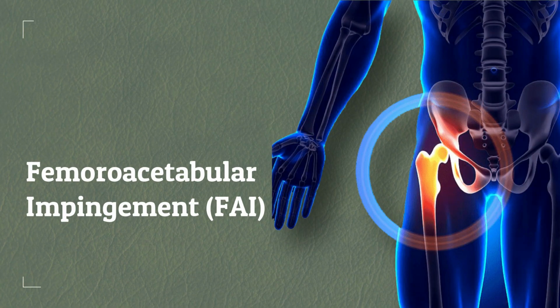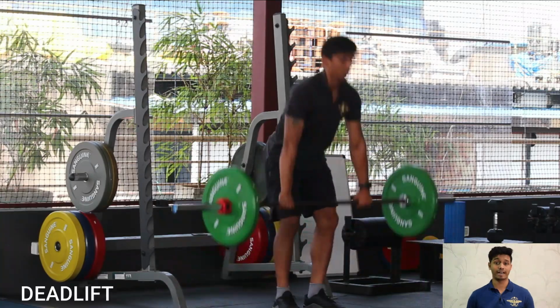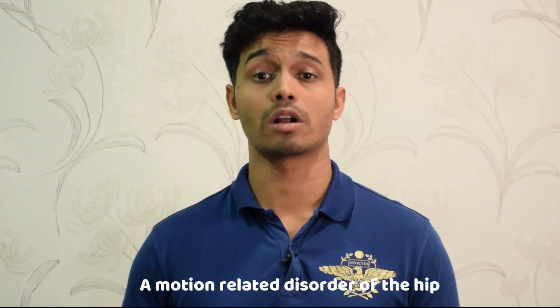Hi guys, in today's video we'll be discussing the clinical triad which is used in diagnosis of hip impingement. It's also termed as femoroacetabular impingement. The pain which is seen while performing a squat or a deadlift, especially in the end ranges, can commonly be hip impingement. So hip impingement is basically defined as a motion related disorder of the hip.